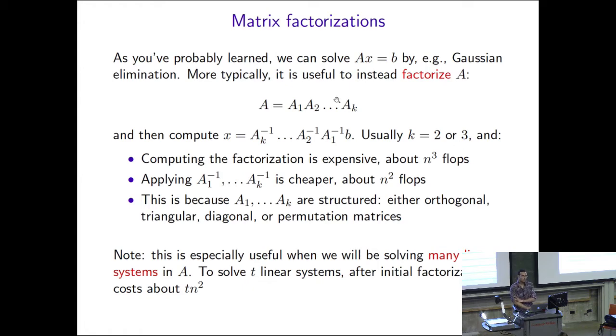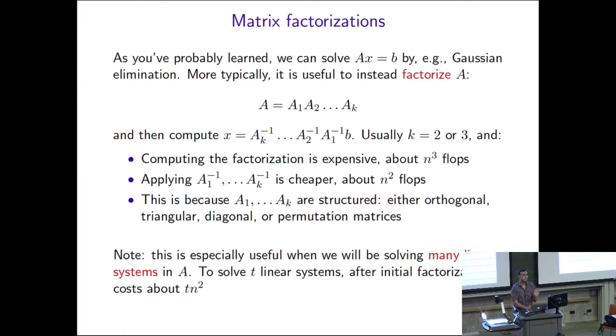The typical approach, which is done for you behind the scenes when you call a\b, is to factorize your matrix into a product of other matrices. I'm going to write it as A1 times through Ak, and typically k is 2 or 3. The decompositions you'll learn today all have k equals 2, but k equals 3 is also common.